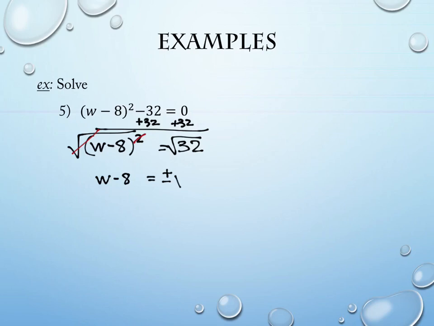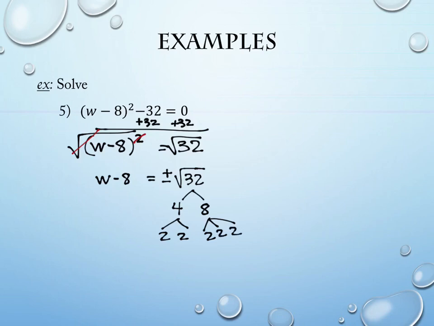I still need to simplify the 32 part of it, but I need the plus or minus. It's very easy to overlook the plus or minus. Don't forget it. 32 needs to be factored. How can it factor? 4 and 8 would work, right? 4 is 2 and 2. 8 is 2, 2, and 2.